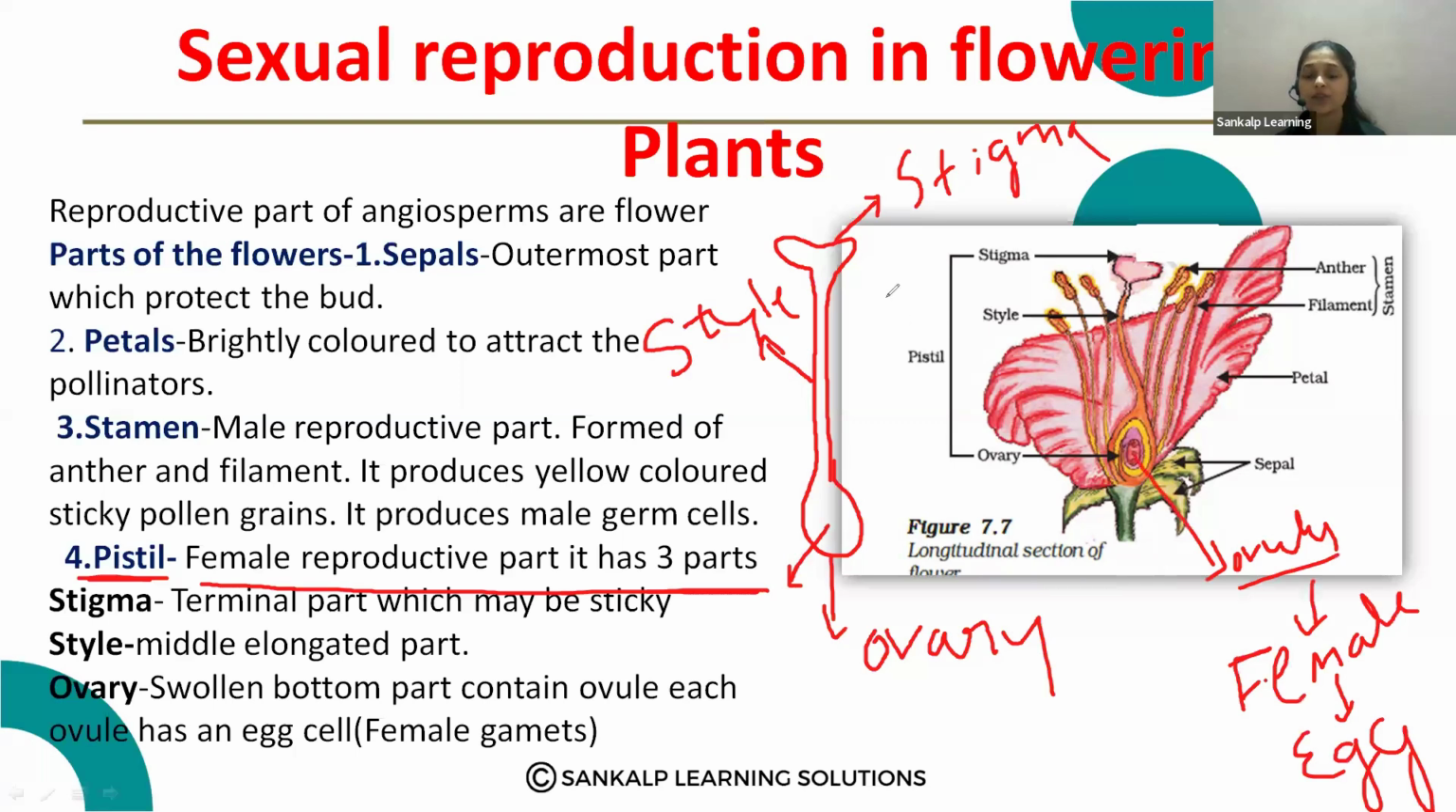Look, the female reproductive structure is called a pistil, which has the stigma, style and ovary.